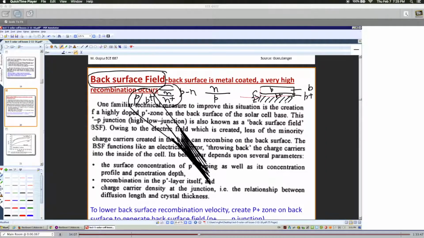okay. But you still have to collect the carriers. So how do you go about that? You still have to make contact with the metal. So let me talk about this first, and then we'll address that part, okay?